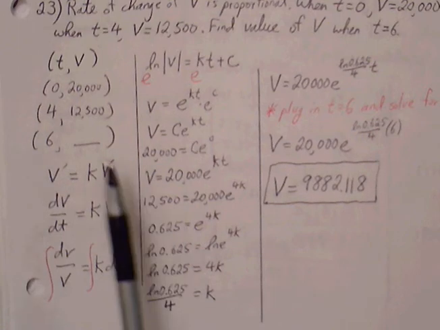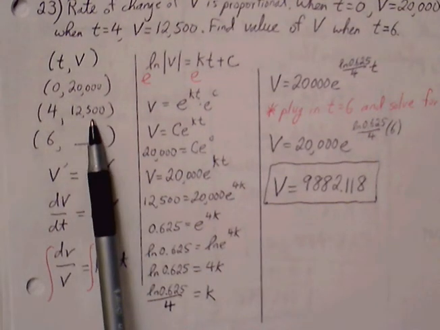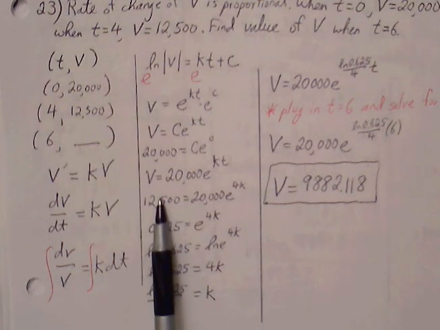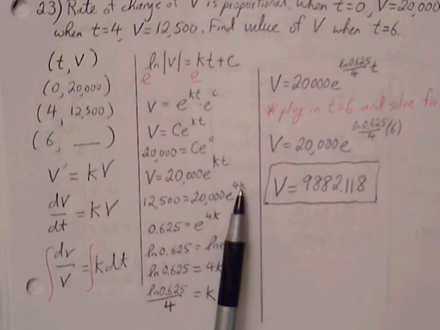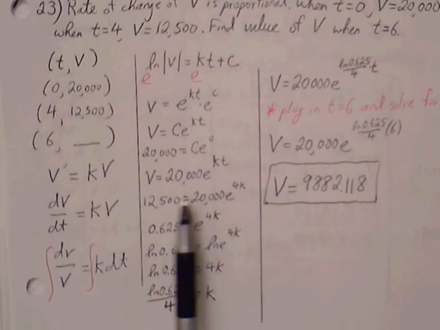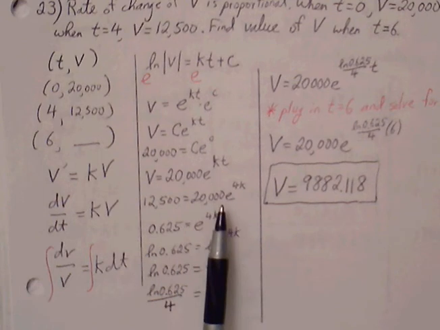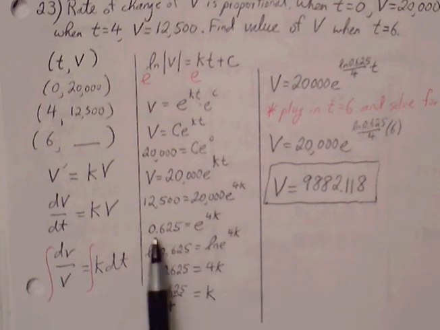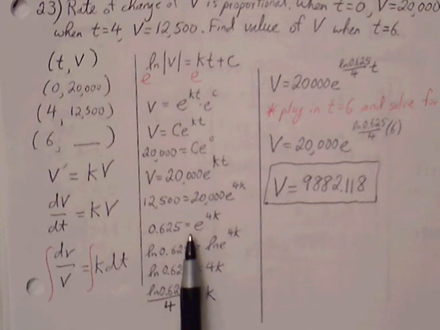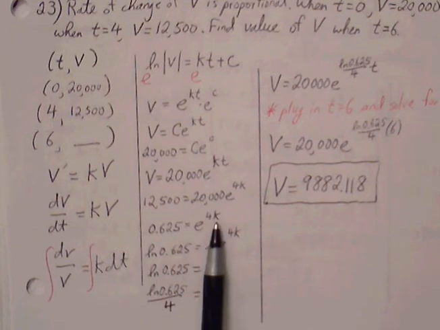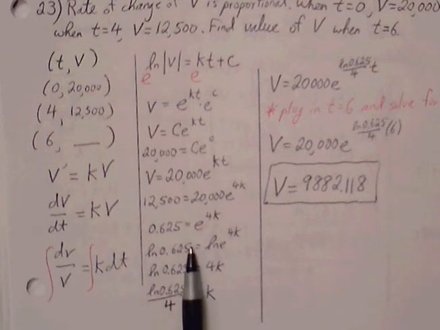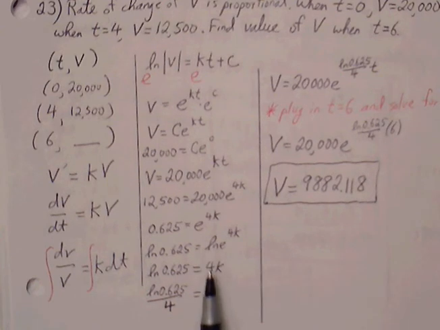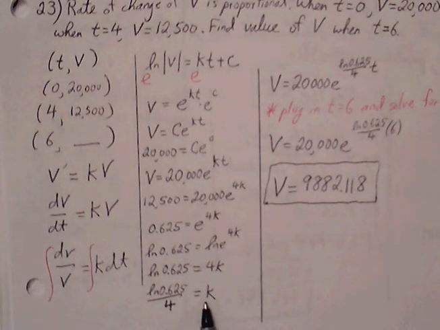Now we can solve for k, so let's look at another ordered pair that we can use to help us solve for the missing variable. Okay, 12,500 replaces v. 4 replaces time, or t. So we get 12,500 is equal to 20,000 e to the 4k. Divide both sides by 20,000, we get 0.625 is equal to e to the 4k. We want to solve for k. We want to bring this down from an exponent form. So take the natural log of both sides. Then this 4k can be brought down in front, and natural log of e disappears. Last step, divide both sides by 4, and we have our k value.